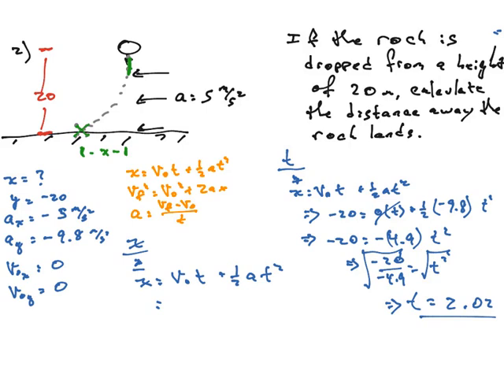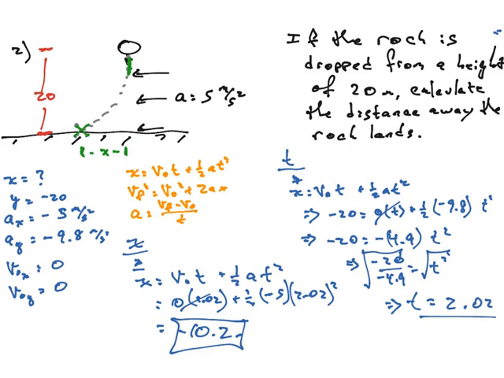All right, plugging my numbers in. I'm looking for x. x equals initial velocity, 0, times t, plus 1/2 x acceleration, negative 5, times t squared. But I know t, of course, that's 2.02. So this term is 0 because it's multiplied by 0. And so I have 2.02 squared divided by 2 times 5. And I get negative 10.2 meters.